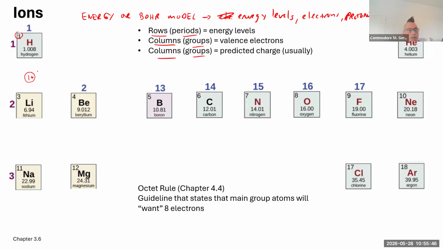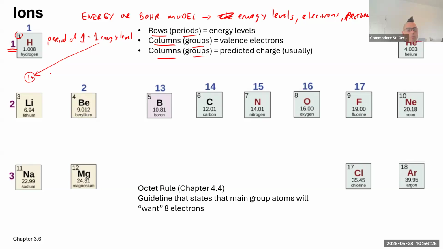And that first, since it's a row or period of 1, a period of 1 equals 1 energy level. All right, so I'm going to represent the energy level with a circle. So I'm going to say, okay, 1 energy level. And we're going to draw neutral atoms here.